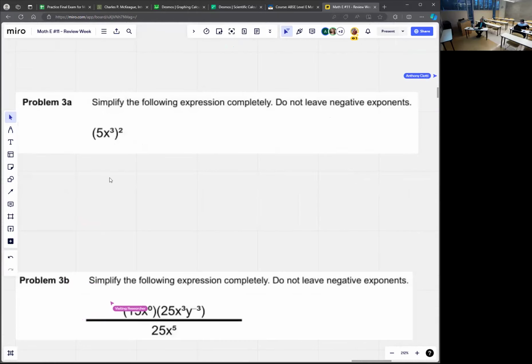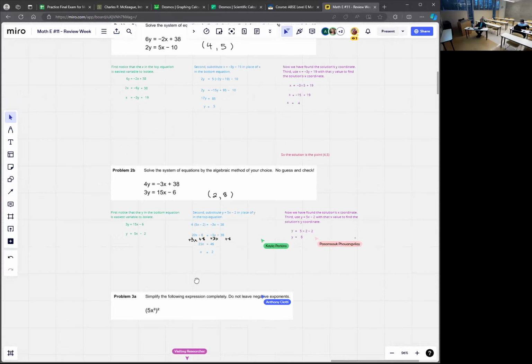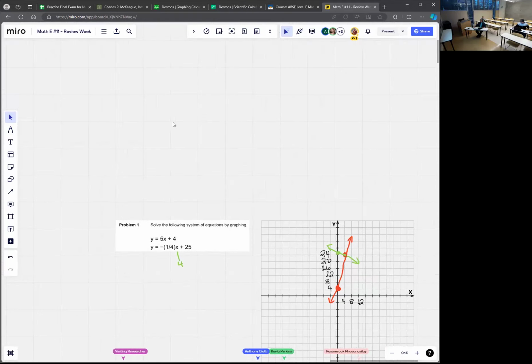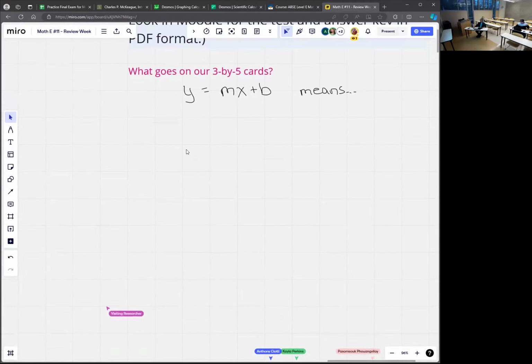Okay, 3A. Oh wait, let's go back. So we've just done a couple of these, solve for a system of equations. What do we want to put on our 3x5 cards?